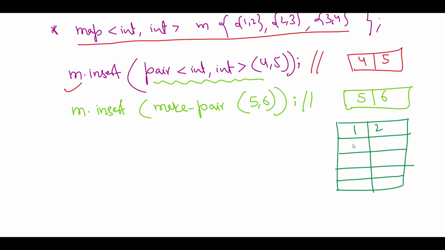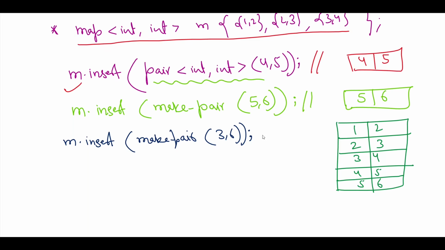We have 1 2, 2 3, 3 4, 4 5 and 5 6. Now just try to do one thing. I am trying to insert some value here using make pair function, and I am passing 3 and 6 here. So can you guess the answer what it should do? I hope you already guessed the answer. It is not going to insert the pair as the map already contains a key having value 3.